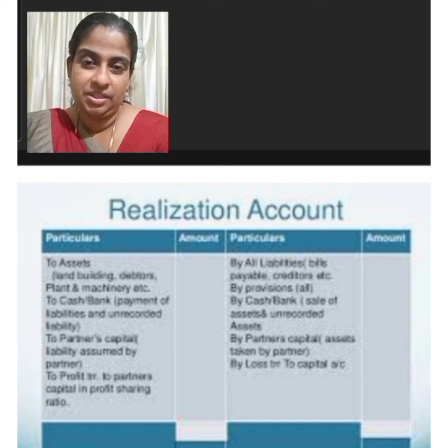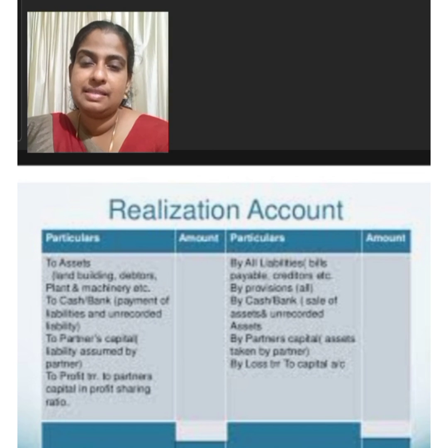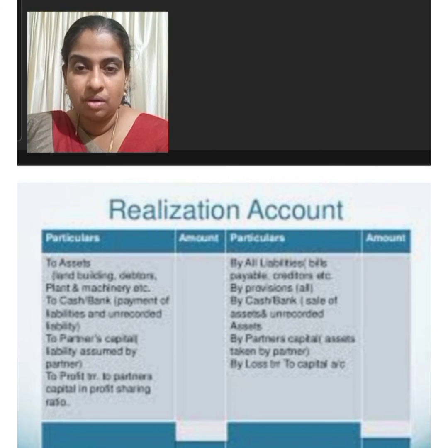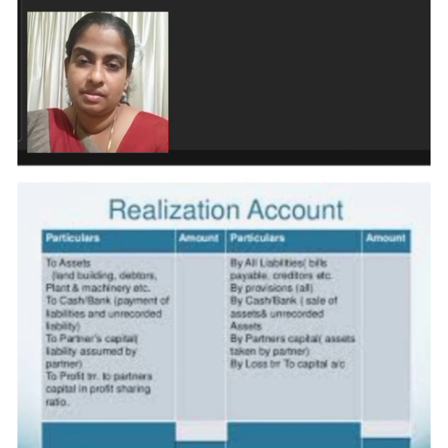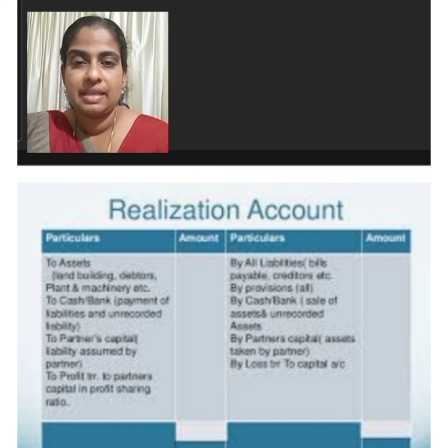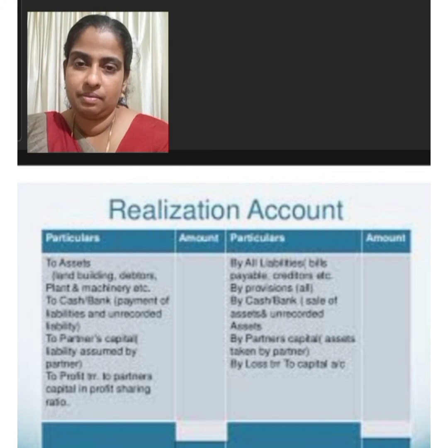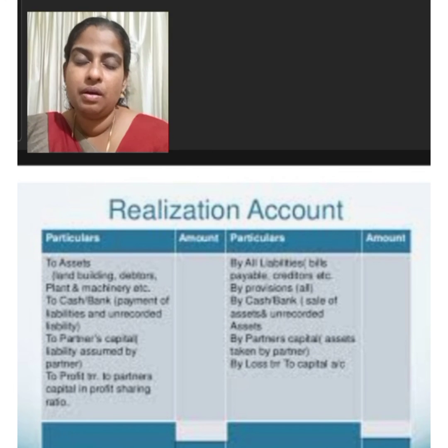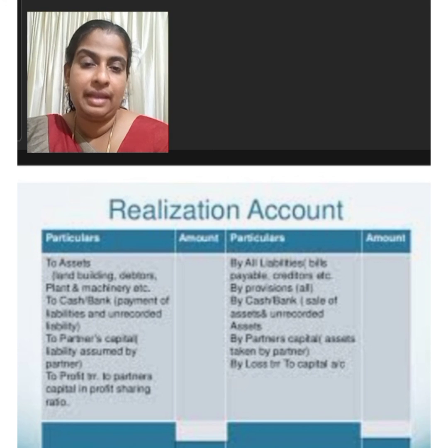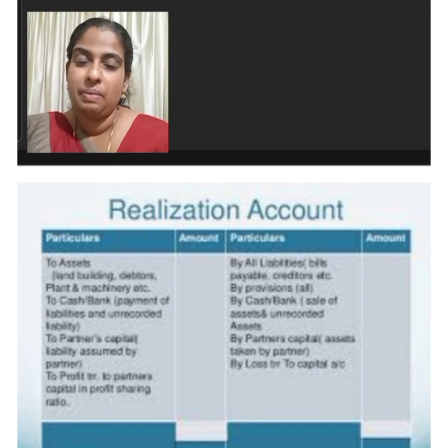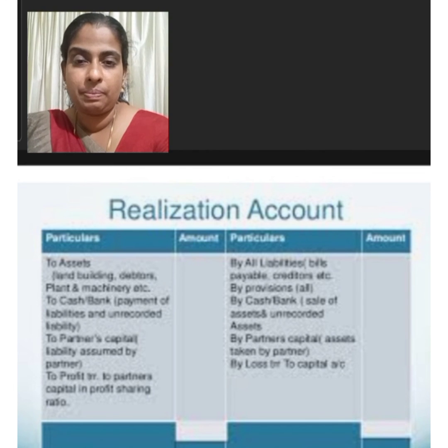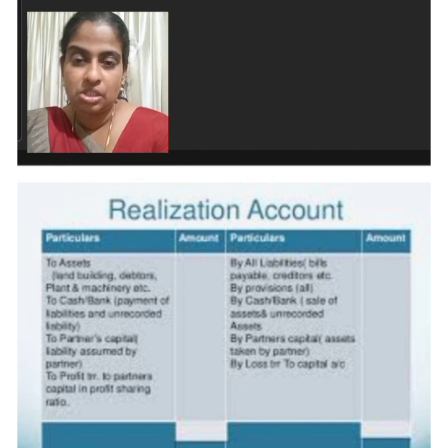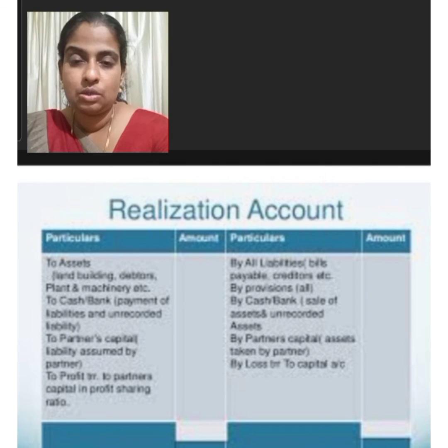If it is profit, the entry will be realization account debtor to partner's capital account. If it is loss, the entry will be partner's capital account debtor to realization account, being loss on realization transferred to partner's capital account. These are the important journal entries to be passed in the books of the partnership firm at the time of dissolution.